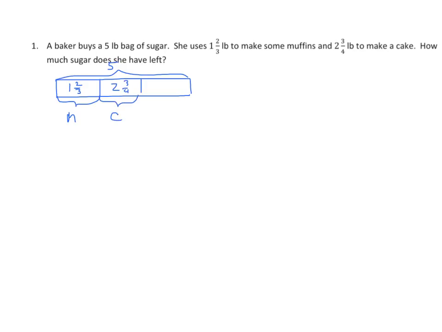And how much sugar does she have left? We don't know that. That's what we have to answer. All right, this is a classic problem. We've done many examples of that. We can, of course, find the sum of the muffins and the cake and then subtract that from the whole. Or we could take the whole, then subtract the muffins, then subtract the cake. This, again, should be very familiar to you by now.